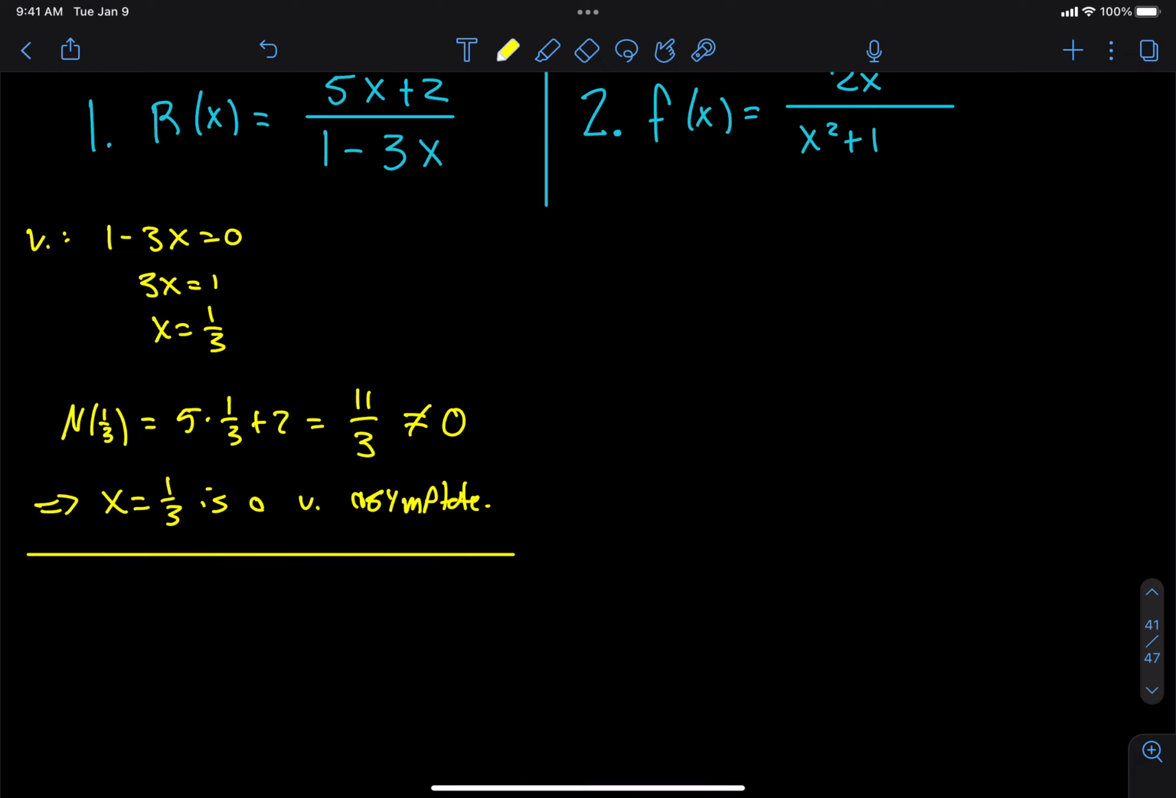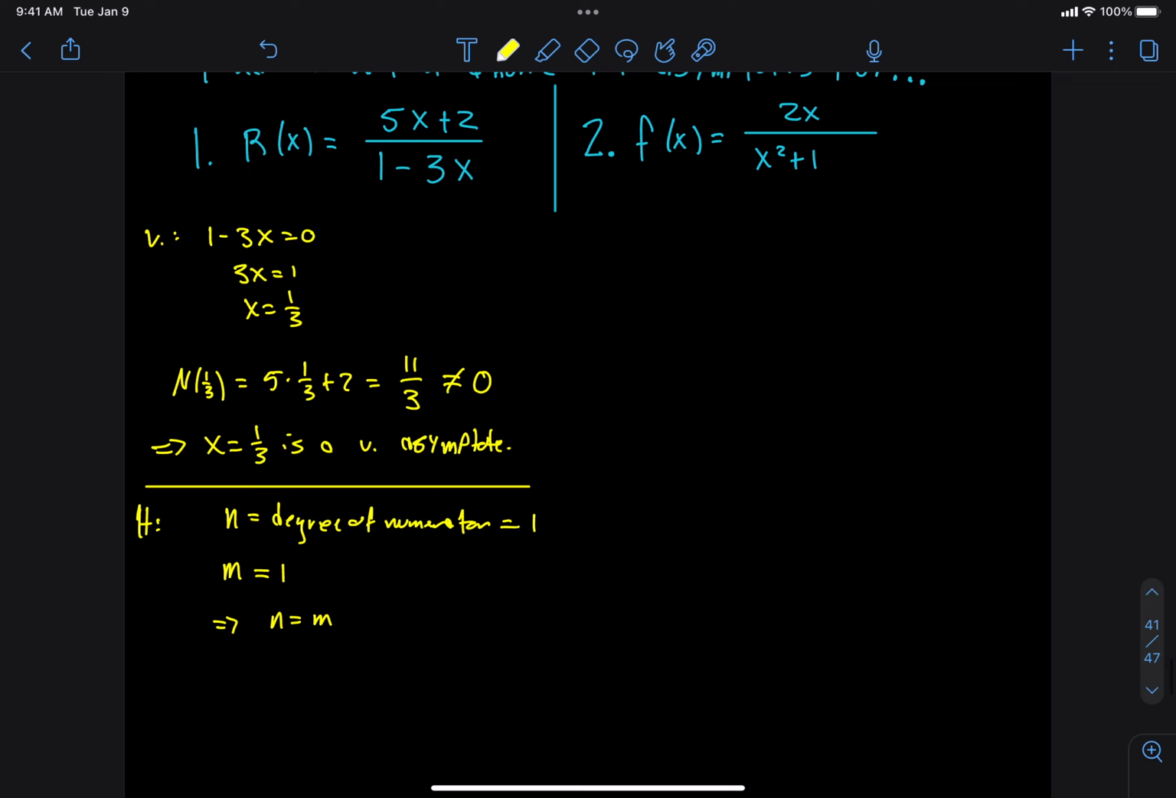So, let's now do the horizontal. Well, what is n here? The degree of the numerator. Well, the numerator is a polynomial. What's its degree? 1, right? The degree of a linear polynomial is just 1. The biggest power of x is 1. How about the denominator? Also 1. So therefore, n is equal to m.